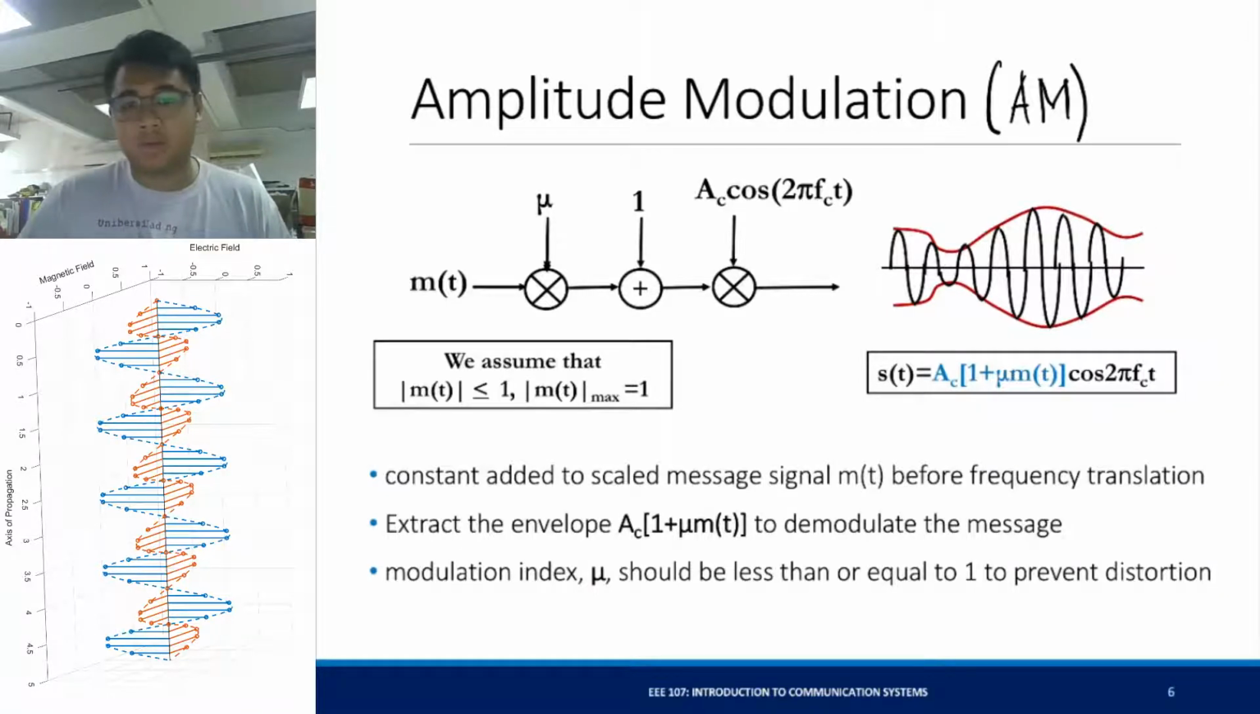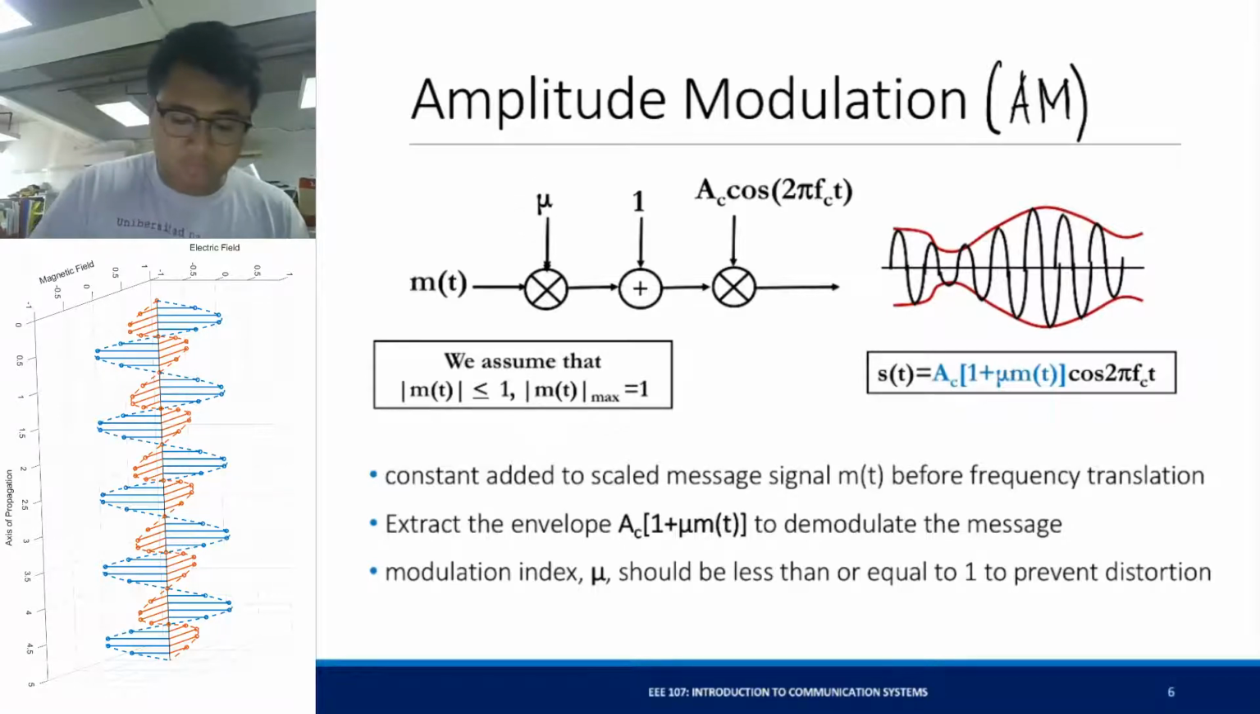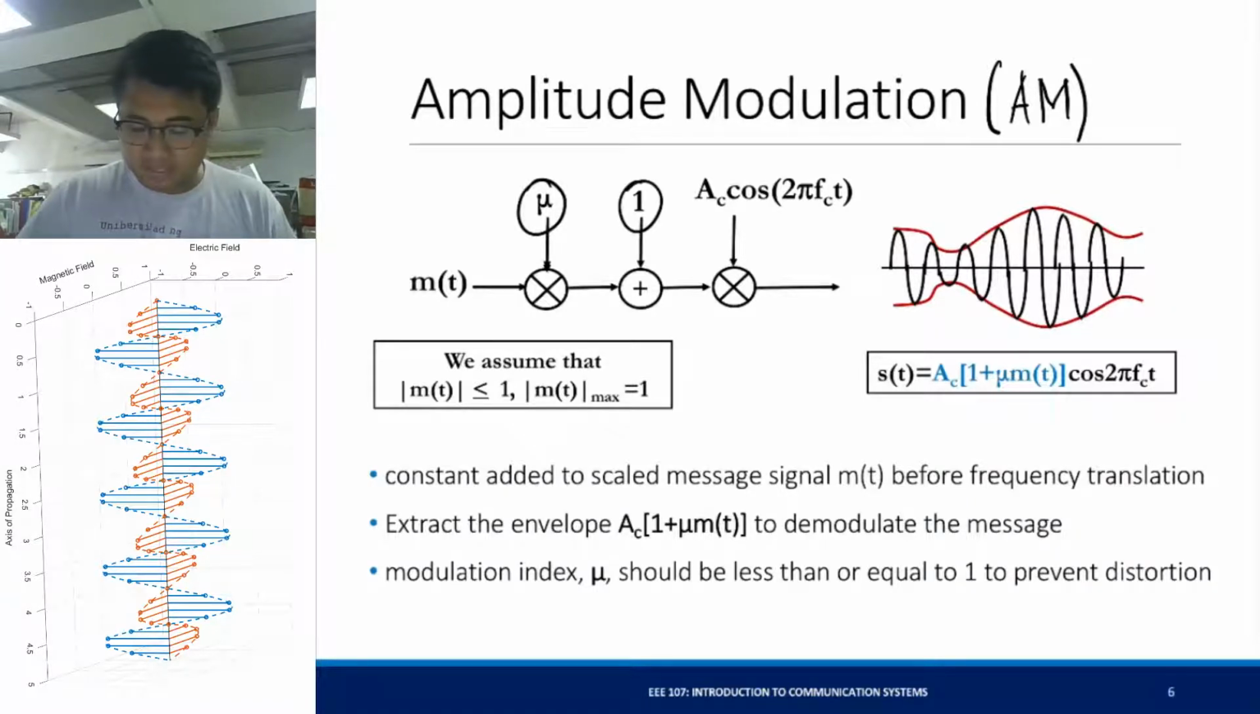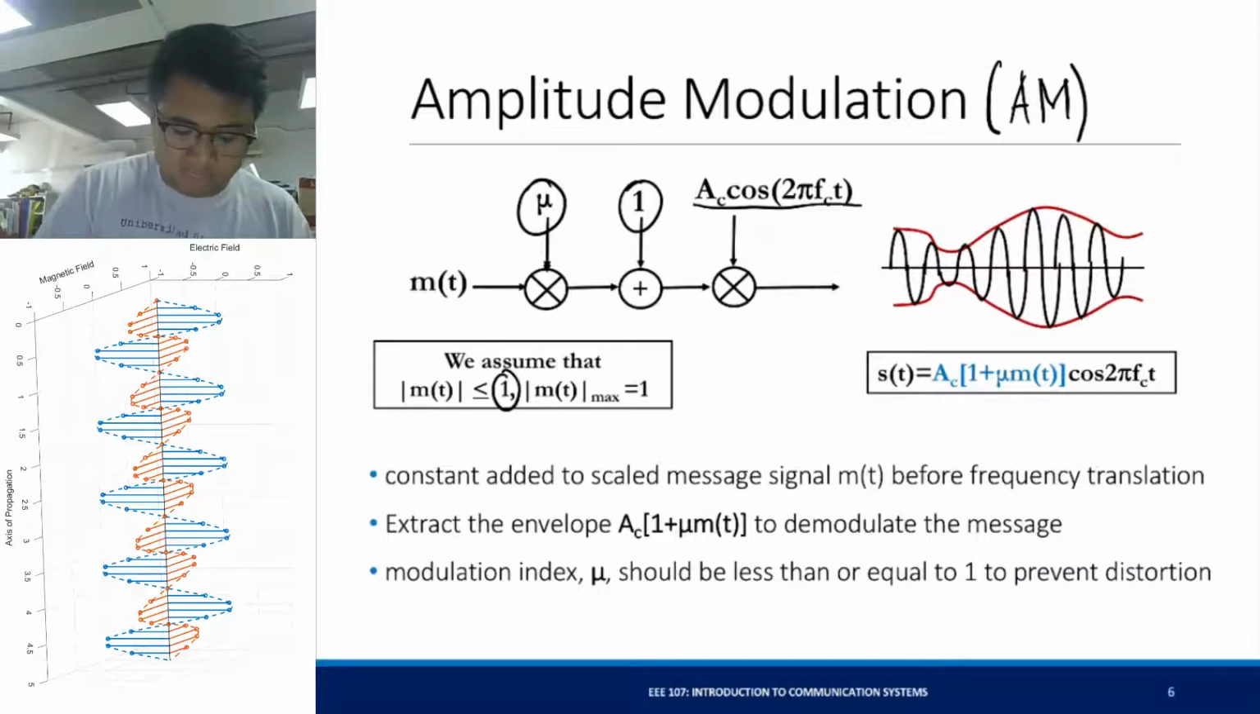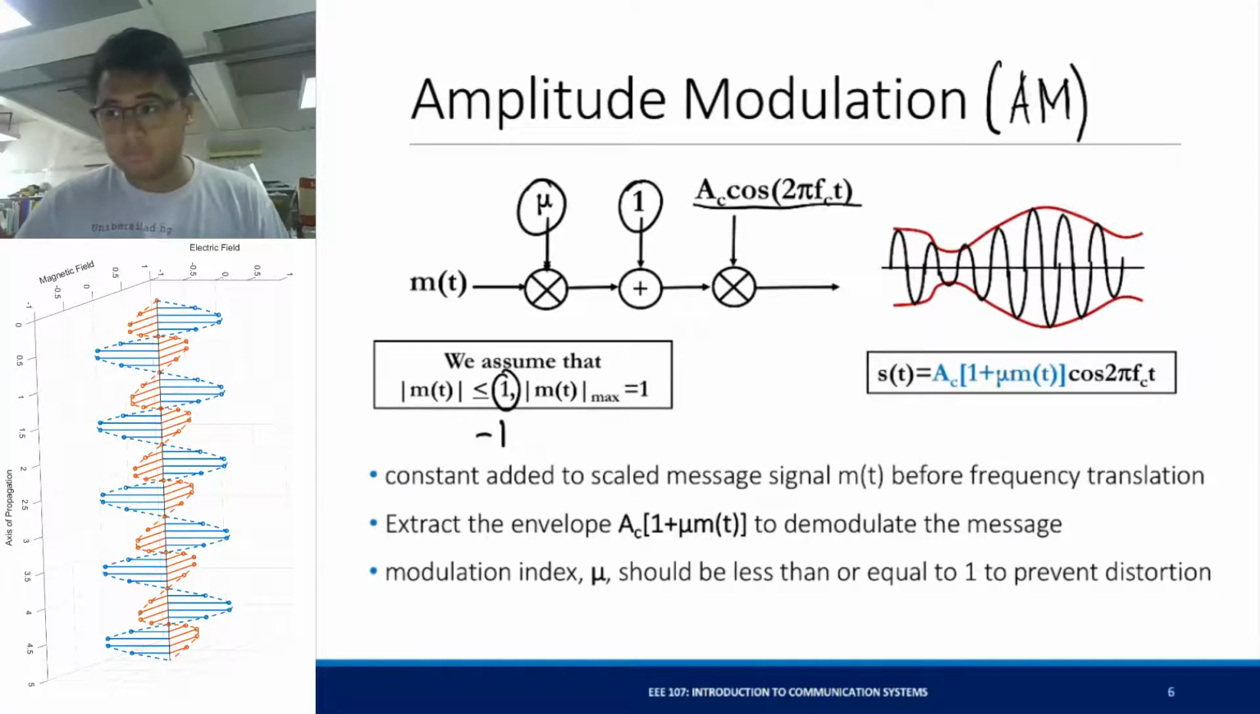A type of continuous wave modulation is the amplitude modulation, or AM. And this is what is used for, well, AM radios. So the message signal is multiplied by some factor mu. This is the sensitivity or the modulation index. And you add 1 such that the DC level of your message signal is boosted, and you multiply that to your carrier wave. Okay. And we assume here that the maximum value of your message signal is 1 and its minimum value is -1. Right? So your message signal is bounded between +1 and -1.